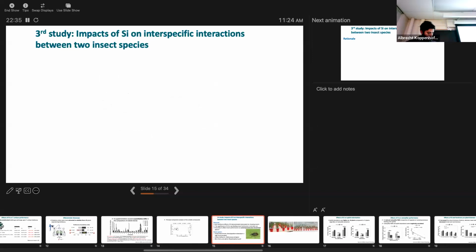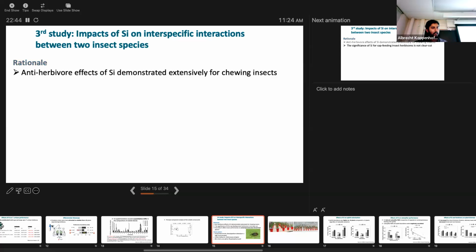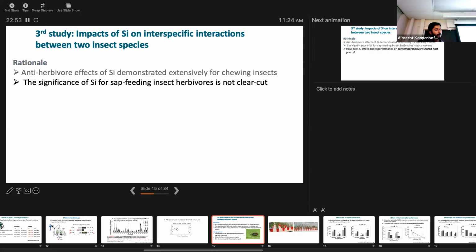Alright, in our third study, we looked at the impacts of silicon on interspecific interaction between 2 insect species. So most of the previous research has reported the effects of silicon against chewing insects. I mentioned that earlier, and the effects of silicon on sap-feeding insect herbivores are not actually clear-cut, because some research reported positive effects of silicon, some reported negative effects, and some reported neutral effects of silicon.